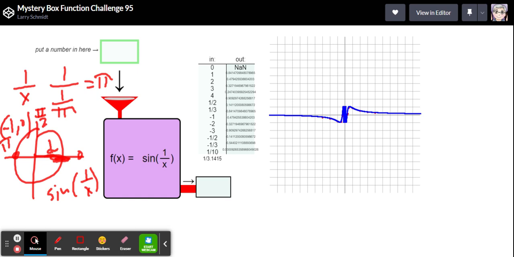Well, how did that go for you? Did you see trig in this? I think it's hard to see trig in this. Did you see 1 over x as a possibility in this because of what we got when we put in 0? I'd love to know how this went for you.